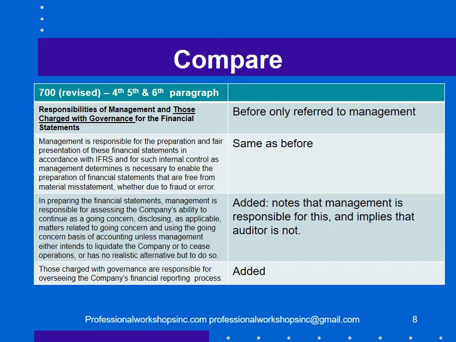The fifth paragraph is new. It's added, and it says that it is management that is responsible for determining whether or not the entity is a going concern and disclosing matters related to going concern. So it highlights the fact that management is responsible for this and implies that the auditor is not. And then the sixth paragraph says that those charged with governance are responsible for overseeing the company's financial reporting, and that's added.